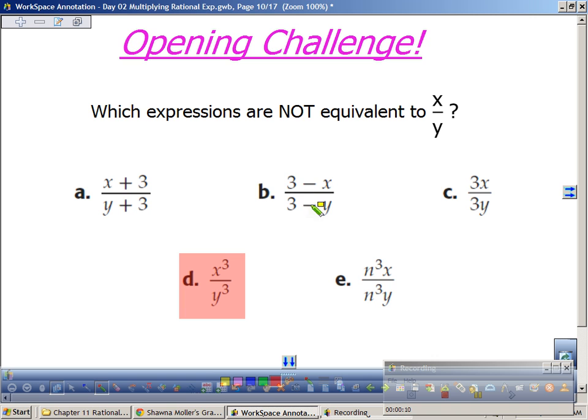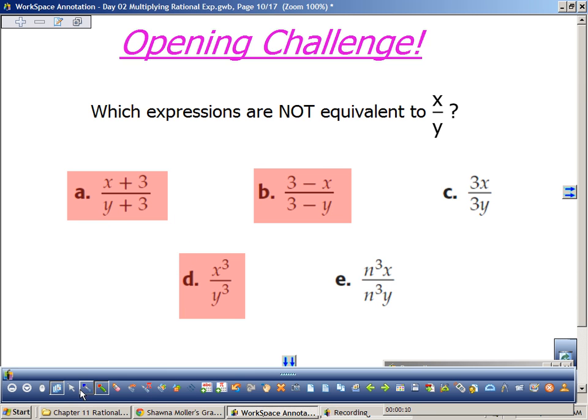That one's not. That one's not. That one is. That one's not. These aren't. 3 over 3 cancels. n cubed over n cubed cancels. So why aren't these?